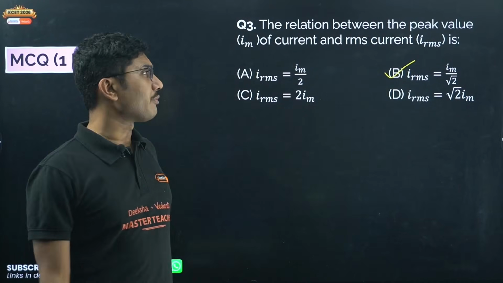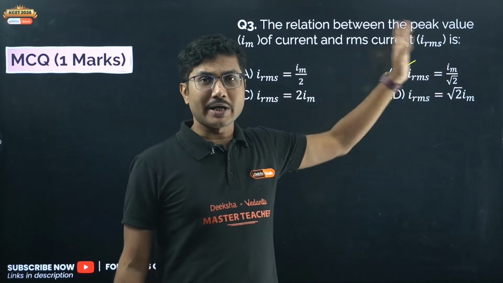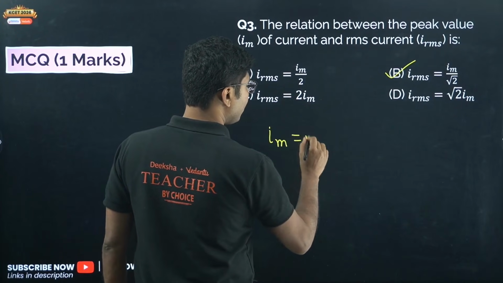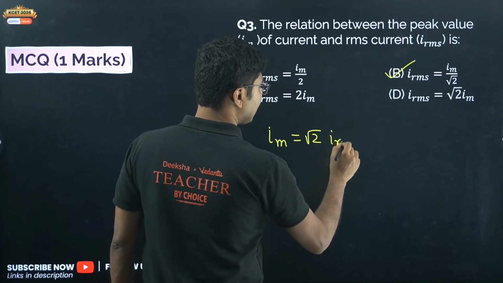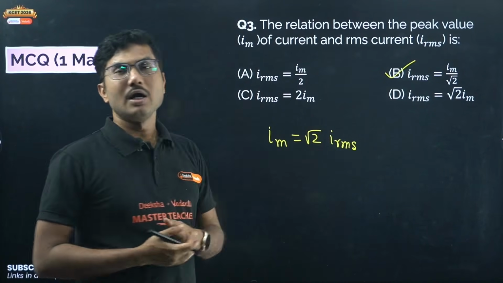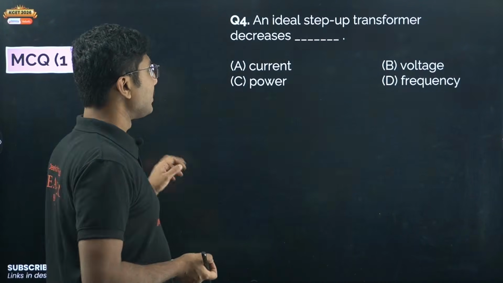Sometimes they might change the question, they will give you peak value and RMS, so you have to also remember that peak value is equal to root 2 into RMS. So this is also another relation that you should keep in mind in case they change the question. Okay, now let's move on.